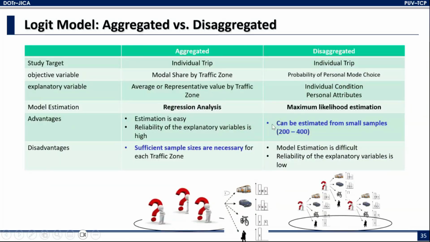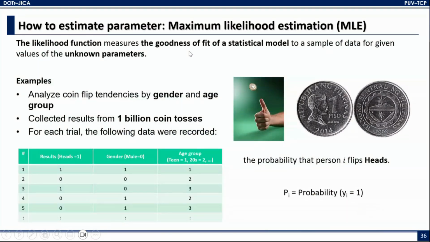Then under the disaggregated logit models, the maximum likelihood estimation methodology will be applied. It's also a little bit complicated to explain. However, the likelihood function measures the goodness of fit of the statistical model to a sample of data for given values of the unknown parameters. Now, to explain this MLE, I prepared some other examples.